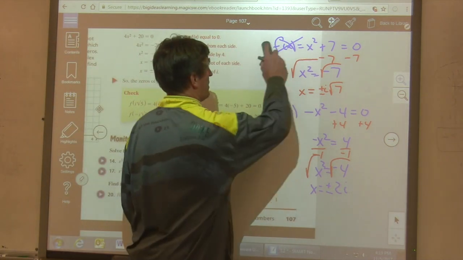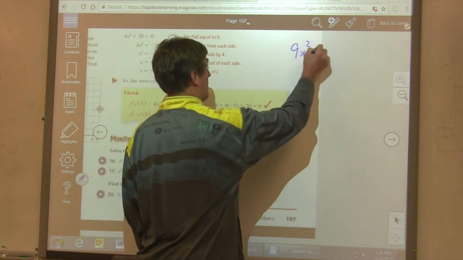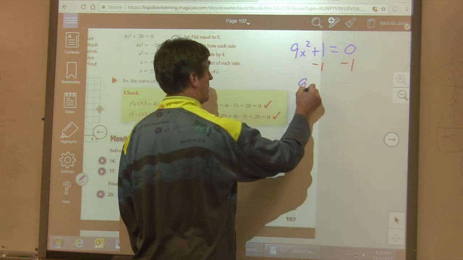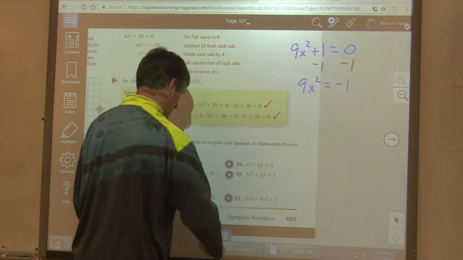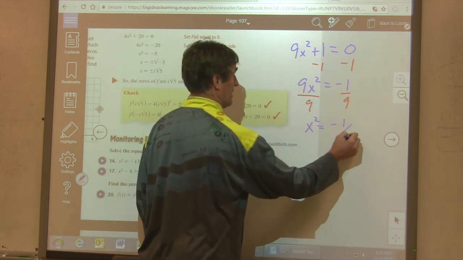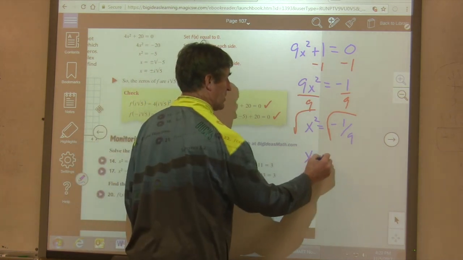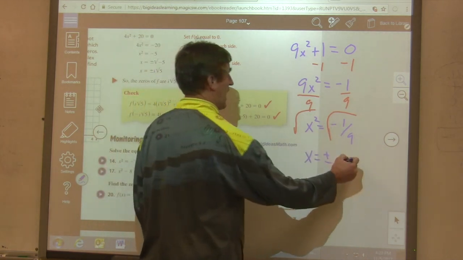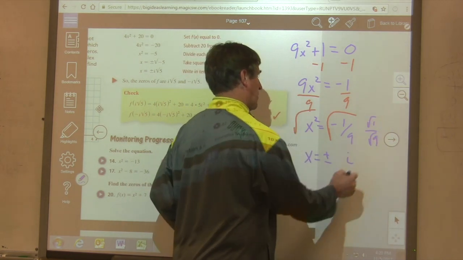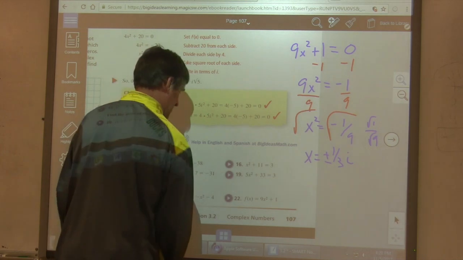The last one. 9x squared plus 1. Again, we want to know the 0, so what makes that equal to 0? We subtract 1. 9x squared equals negative 1. So we divide by 9. So we get x squared equals negative 1/9. Take the square root of both sides. So x equals plus or minus. Now, again, we bring the i out to take care of that. When you do square roots of fractions, remember you can just break it down into the square root of 1 over the square root of 9. The square root of 1 is 1, and the square root of 9 is 3, so it would be plus or minus 1/3 i.